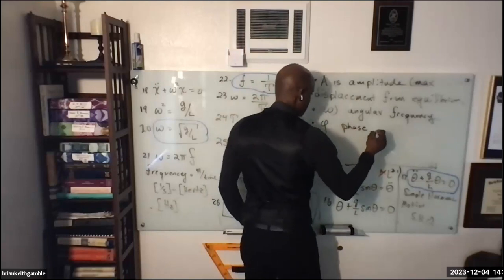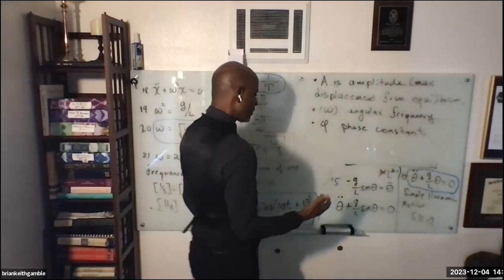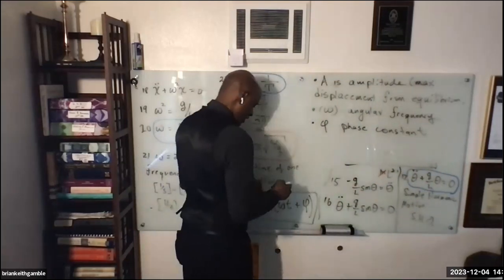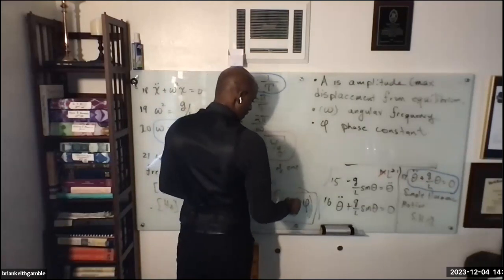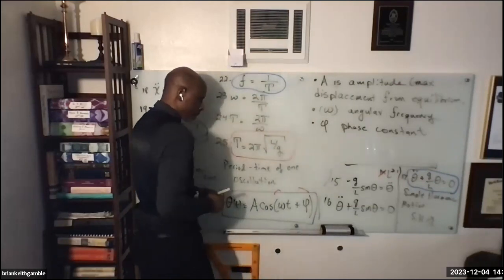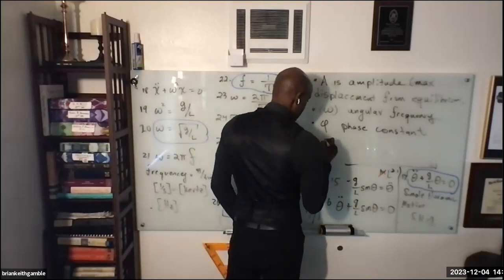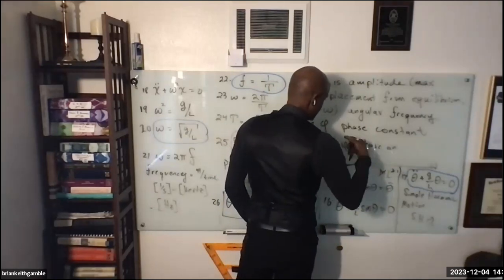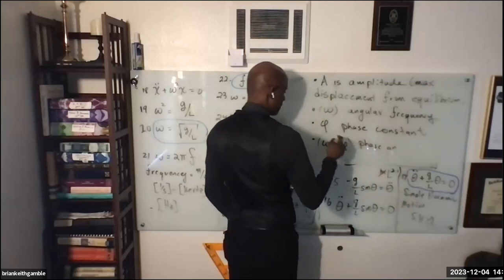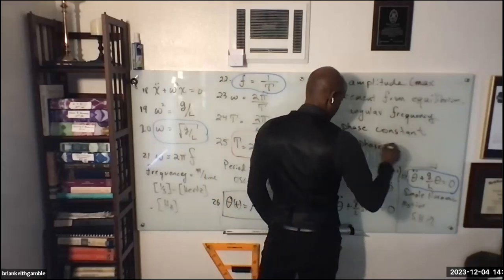Phase constant. There's a little bit of confusion here. The phase constant also has units of an angle, but this whole argument of the cosine is actually called the phase angle, and this is called a phase constant. So omega t plus phi is the phase angle, even though phi has units of an angle as well. Sometimes people refer to phi as the phase angle, but technically the whole thing is.